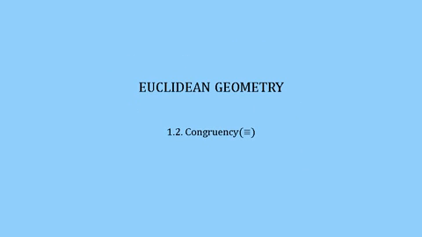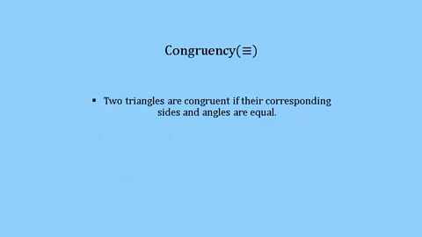And today's topic, congruency. We use these 3 bars to denote congruency. Do not confuse congruency and similarity. 2 triangles are congruent if their corresponding sides and angles are equal. You can even prove that 2 triangles are congruent by just proving that their corresponding sides are equal. In Euclidean geometry, the order of the given triangles matters.